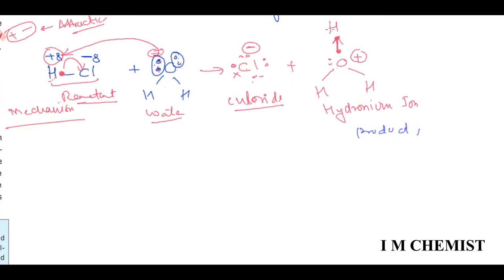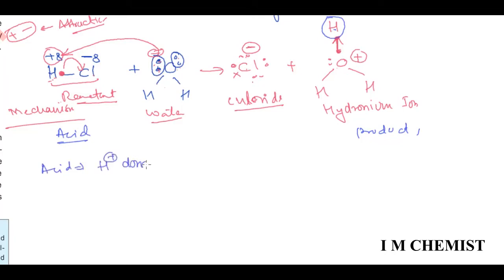Can you please tell from which part of the molecule this hydrogen has come? It came from HCl. So can we say that HCl is a proton donor? Yes, sir. So if HCl is a proton donor, it would act as an acid.